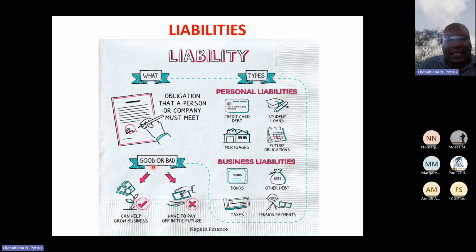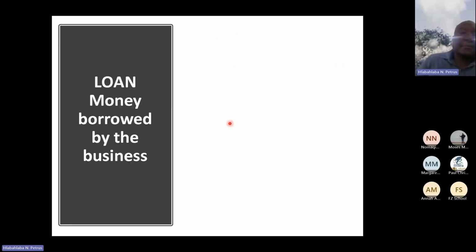So this liability, is it good or bad? It is bad because we have to pay it off in future. But when we pay it in future, why did we make the liability from the start? It was good that we made the liabilities because they can help the business to grow. You don't just make liabilities, you make them so that the business can be helped to grow.